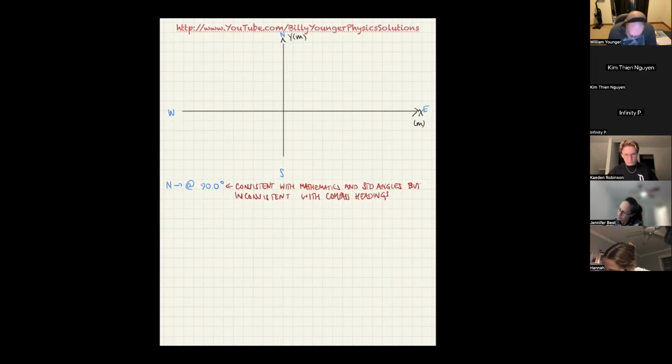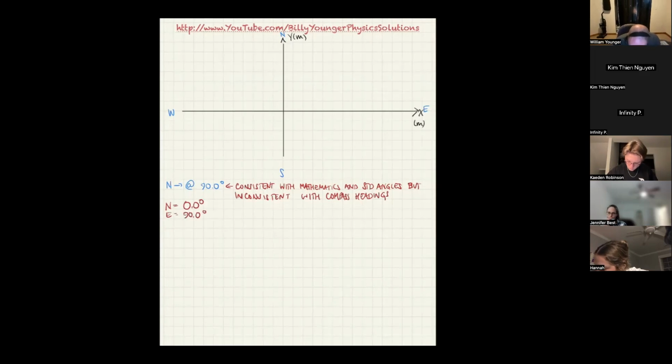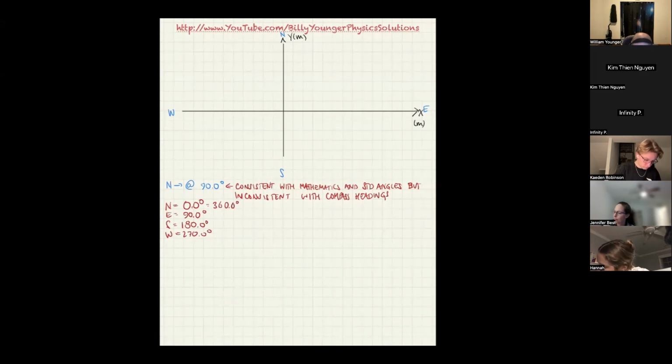So really, north equals 0.0 degrees, east equals 90.0 degrees, south equals 180.0 degrees, and west is equal to 270.0 degrees. And in fact, north comes back to 360.0 degrees as well. And they continue like that.